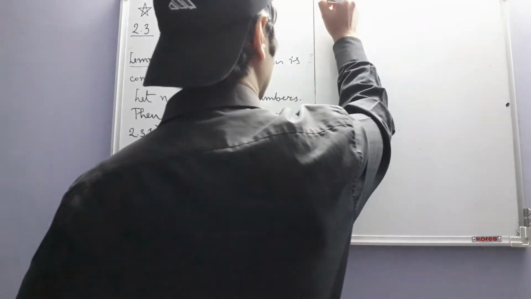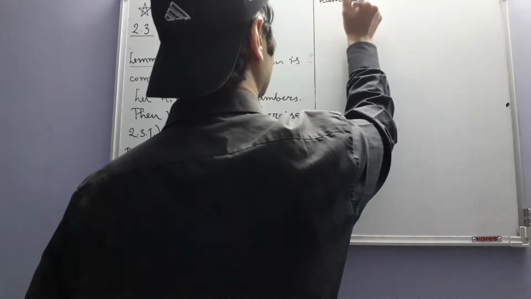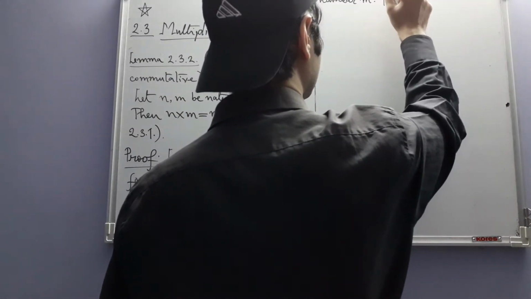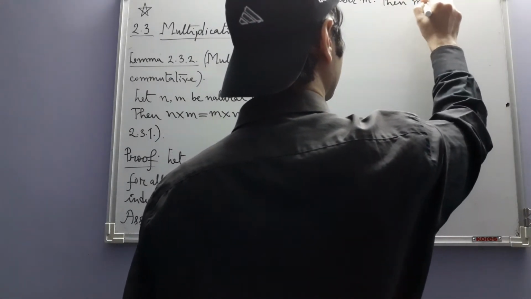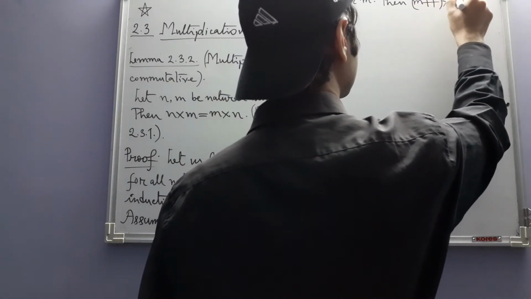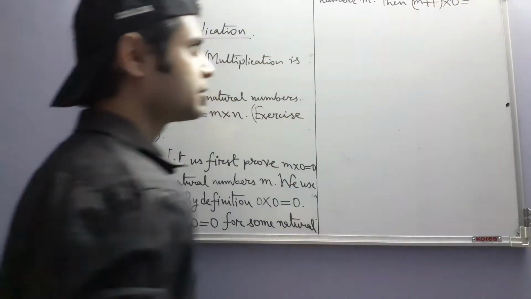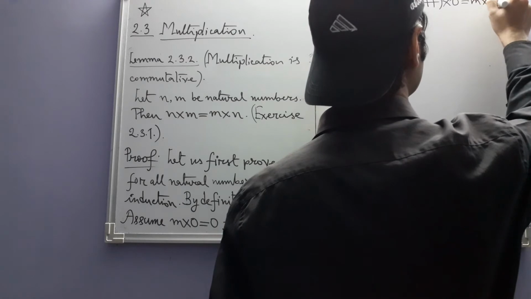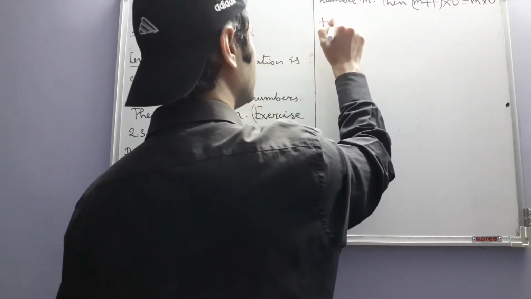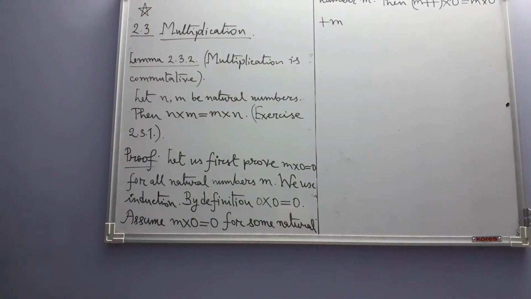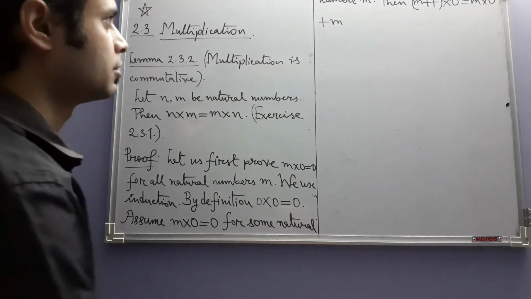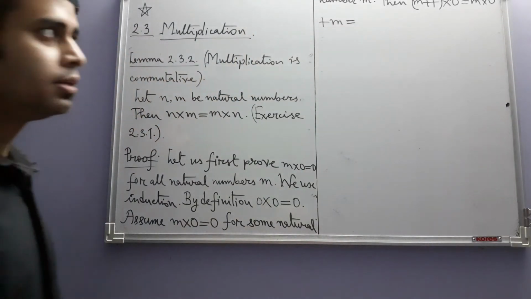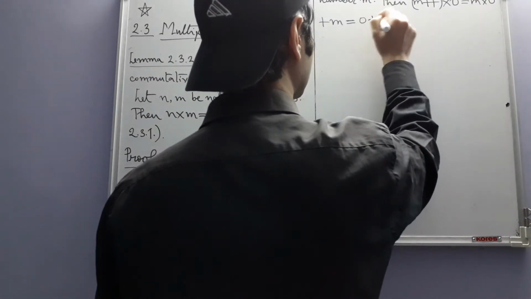For some natural number n, then m plus plus cross 0. By definition, this is equal to m cross 0 plus m. We are using the definition of multiplication. And m cross 0 by our induction hypothesis is 0. So 0 plus m.